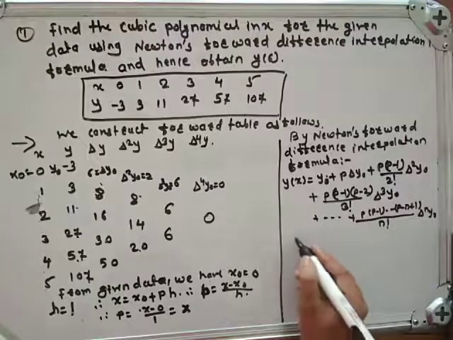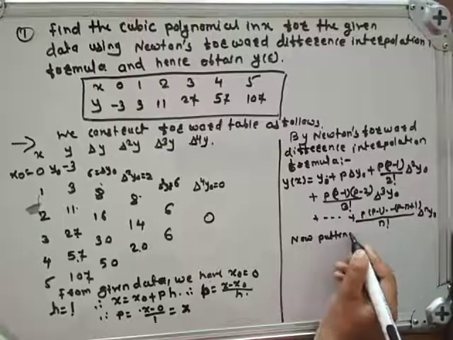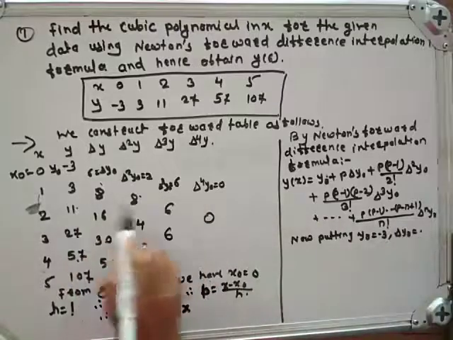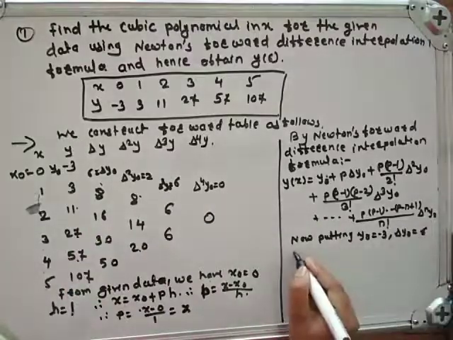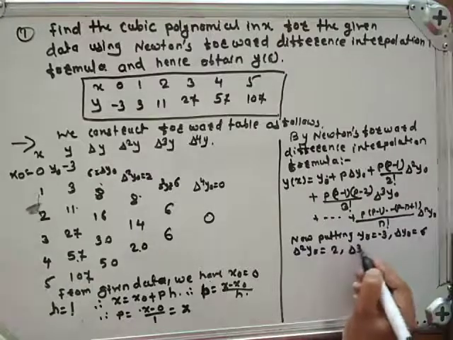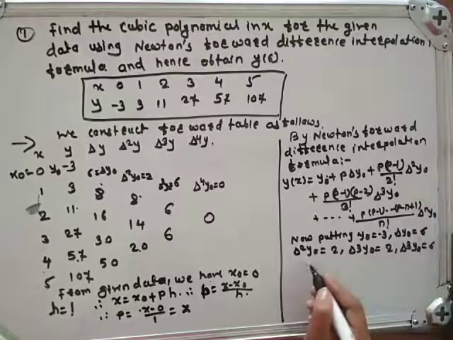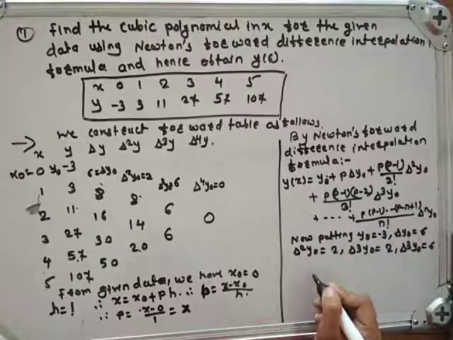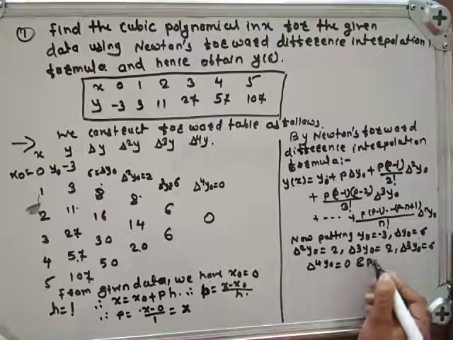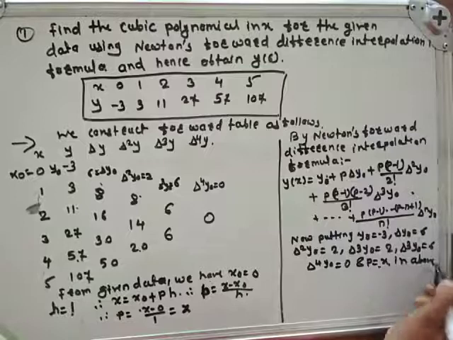Okay, now put the values of x0, y0. Now putting y0 is equal to minus 3, delta y0 is 6, delta square y0 is equal to 2, delta cube y0 is equal to 6, and delta raised to 4 y0 is equal to 0, and p is equal to x in the above equation.